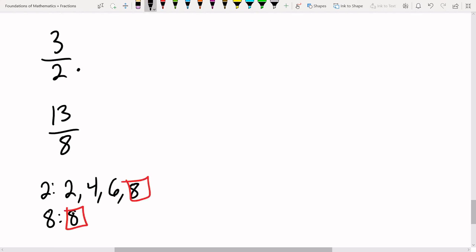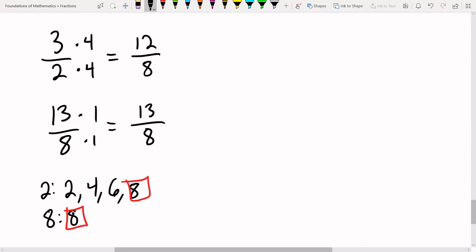So I'm going to multiply the bottom and top by 4 because 2 times 4 is 8. On the bottom one here, I can just multiply top and bottom by 1. It doesn't actually change anything. But we get 13 over 8. And now you see directly 13 over 8 is a bigger fraction than 3 over 2.